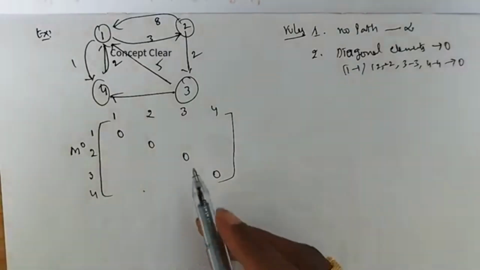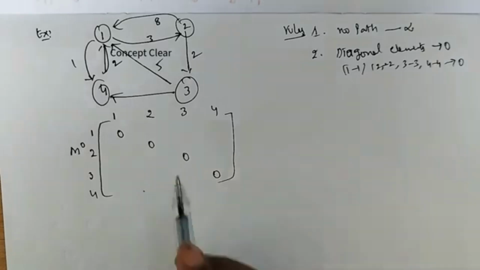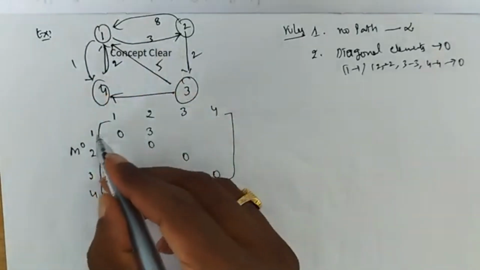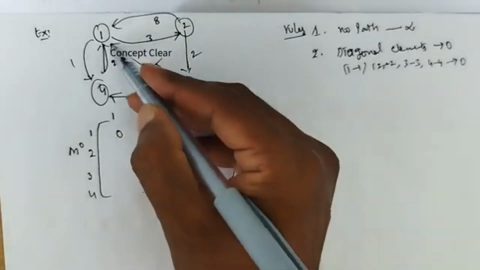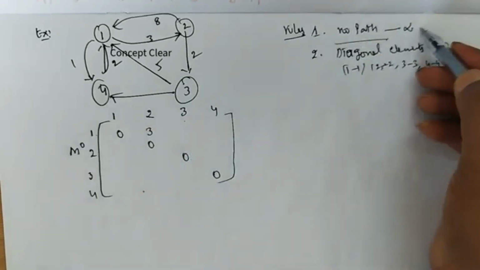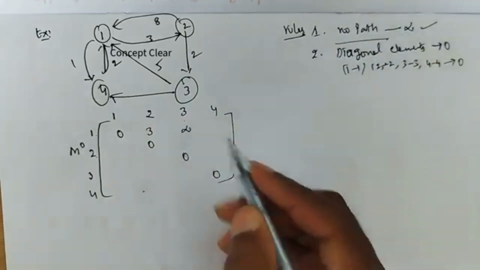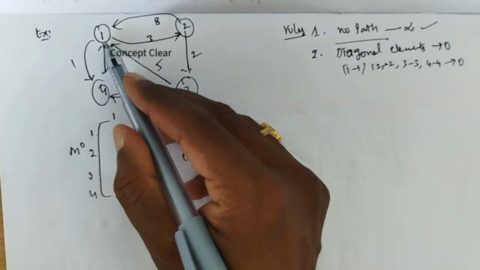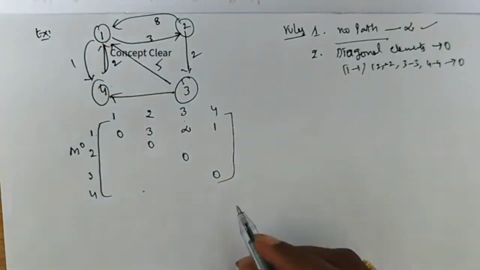Next one, what is the 1,2 value? See here, 1,2 value is 3. What is the 1,3 value? There is no value, so no path means infinity. So it is infinity. Next one, what is the 1,4 value? 1,4 value is 1.